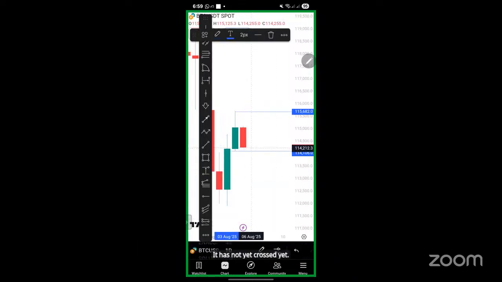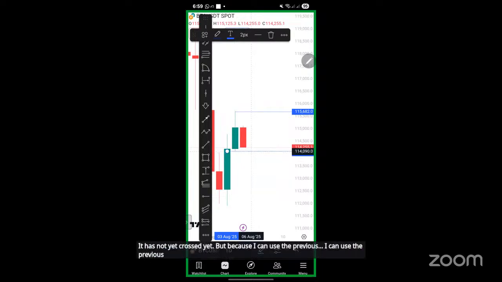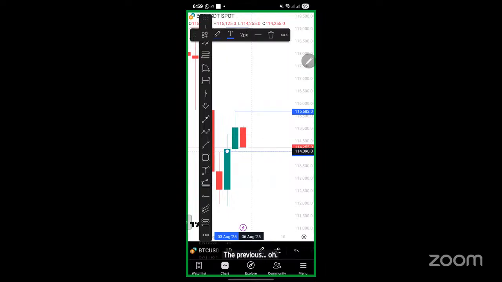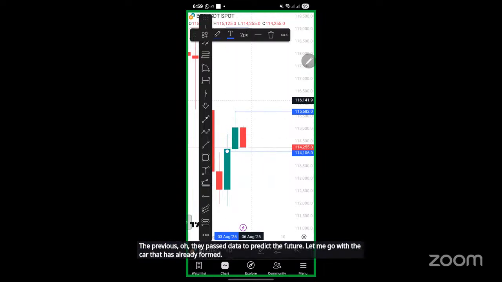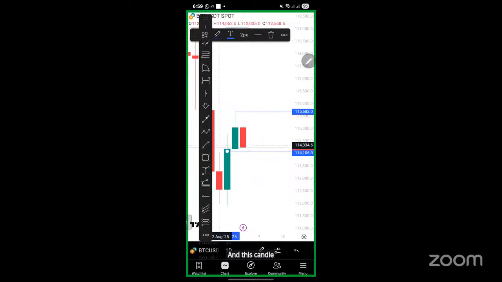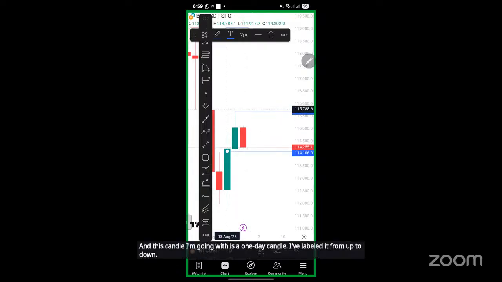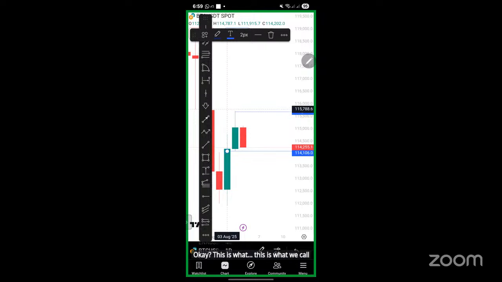But because I can use the past data to predict the future, let me go with the candle that has already formed. And this candle I'm going with is a 1 day candle. I've labeled it from up to down. Okay, this is what we call candlestick analysis. I can use candlesticks and I trade.